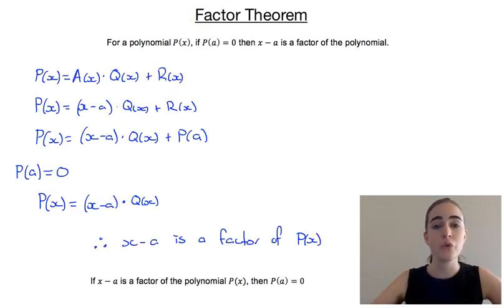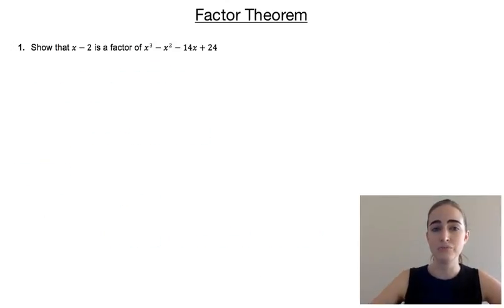Now the converse or opposite of that theorem is also true, so it works backwards. If we know that x minus a is a factor of the polynomial p of x, then we know that p of a is going to be equal to 0. So it works both ways. So let's have a look at how that helps us to solve problems.